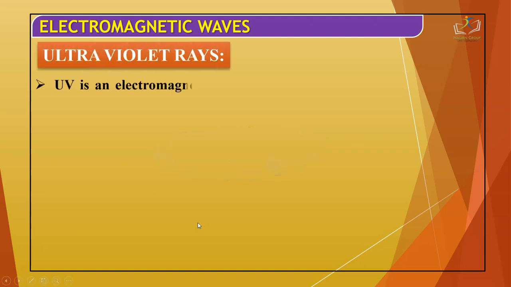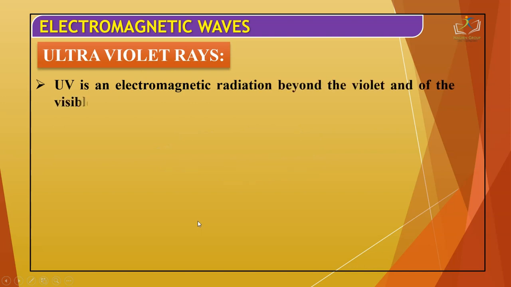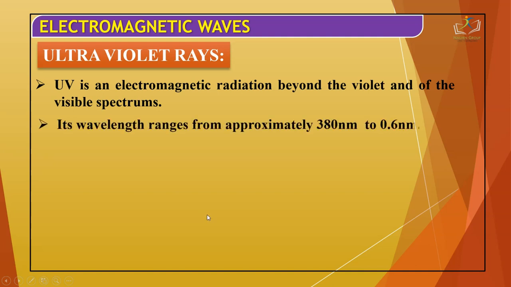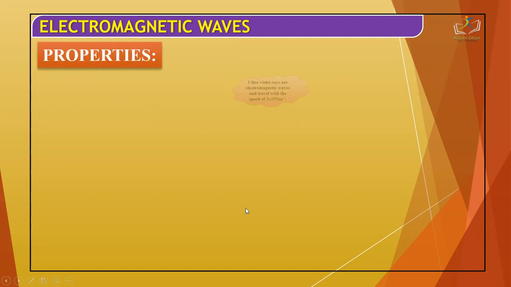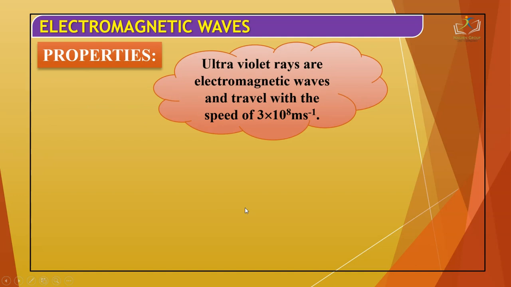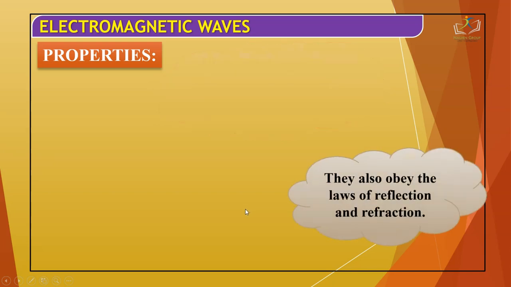Ultraviolet rays. UV rays are electromagnetic radiation beyond the violet end of the visible spectrum. Its wavelength range is approximately 380 nanometer to 0.6 nanometer. Properties: ultraviolet rays are electromagnetic waves and travel with the speed of 3×10^8 meter per second, the speed of light.